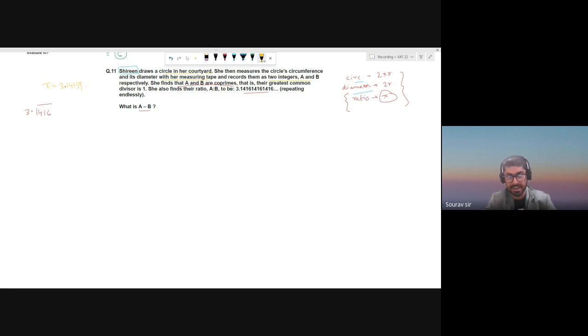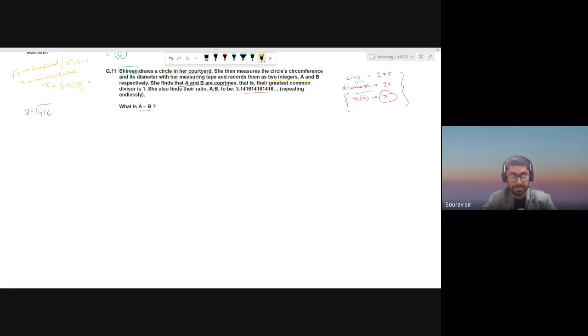Pi is a transcendental number, right? It's not just an irrational number. So transcendental numbers are a type of irrational numbers that are not the solution of any algebraic equation. So root 2 is irrational, right? Because it comes from the solution of x square minus 2 equal to 0. But pi is transcendental. It is not a solution to any algebraic equation. It's just a constant of nature.